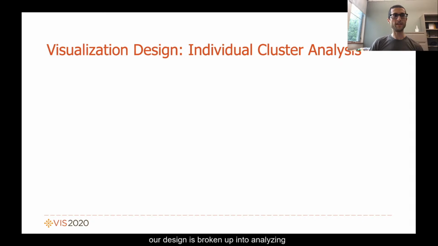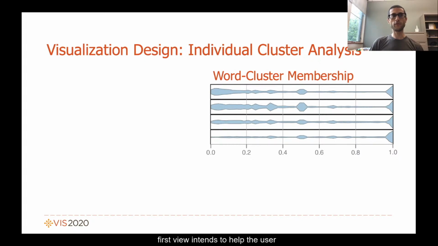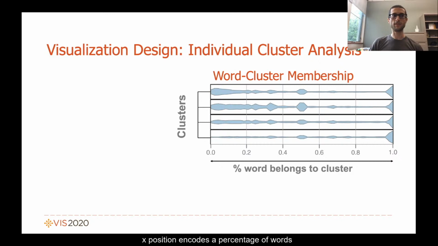Our design is broken up into analyzing individual clusters and relationships between clusters. For analyzing individual clusters, our first view intends to help the user understand different word senses or meanings captured by the embeddings. Specifically, in this view, each row corresponds to a cluster. The X position encodes a percentage of words that belong to a given cluster.